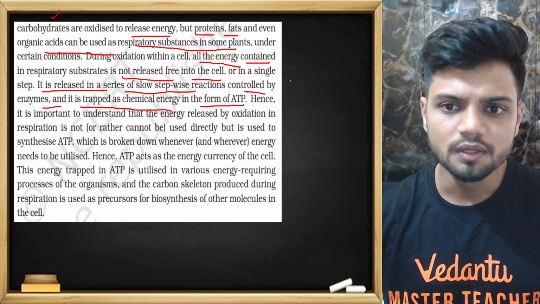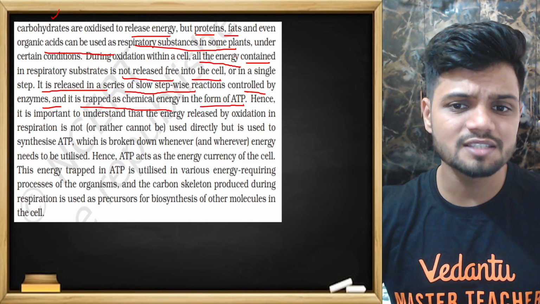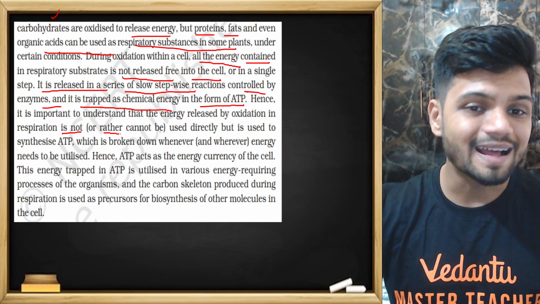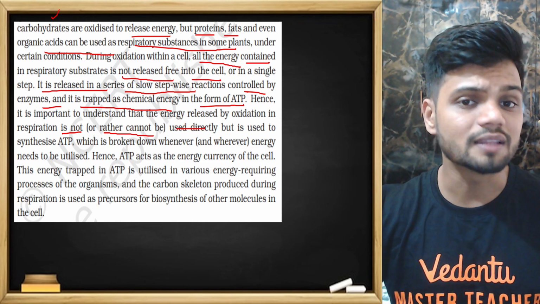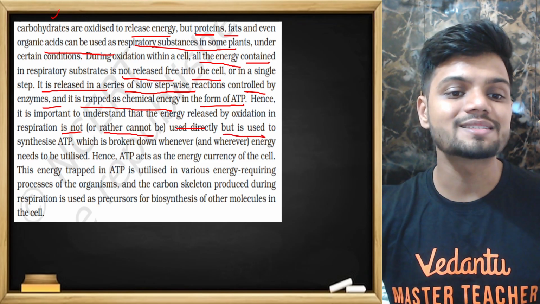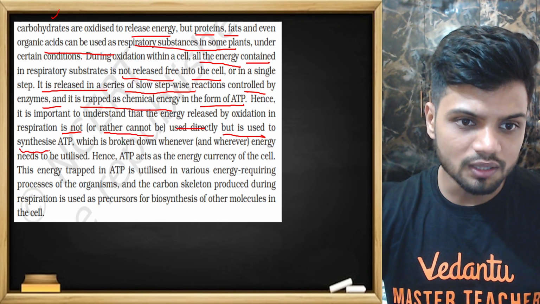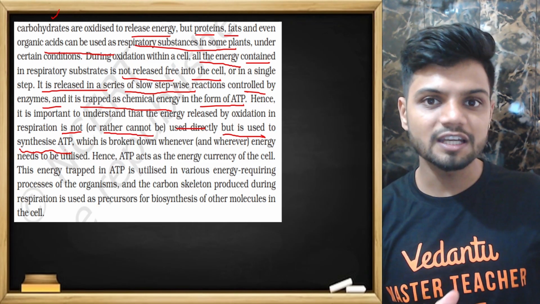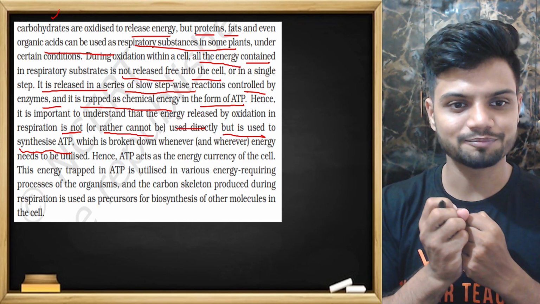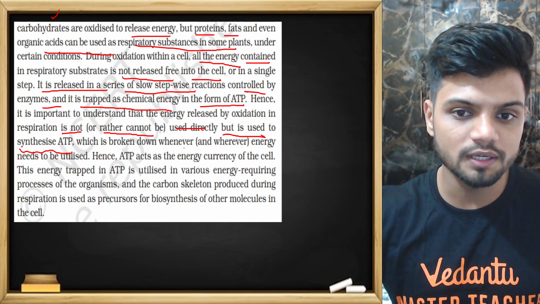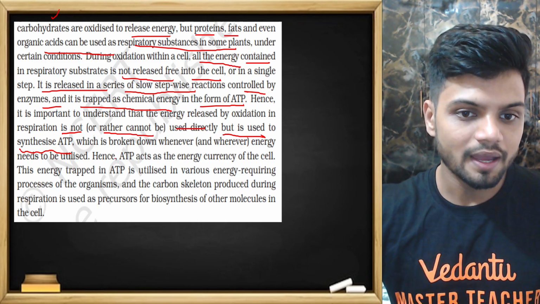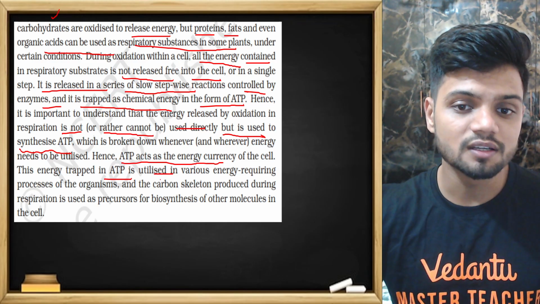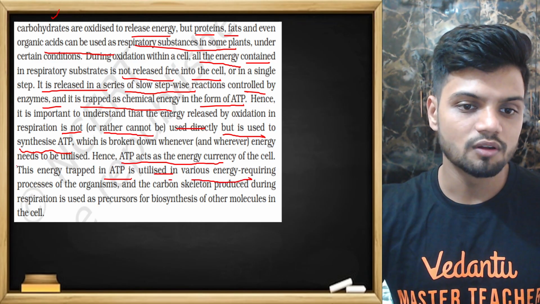Hence, it is important to understand that the energy released by oxidation in respiration cannot be used directly, but is used to synthesize ATP. So all the energy is used to make ATP, and whenever there is a requirement, ATP is broken down, we get the energy back. Hence ATP acts as the energy currency of the cell. This energy trapped in ATP is utilized in various energy requiring processes of the organism.